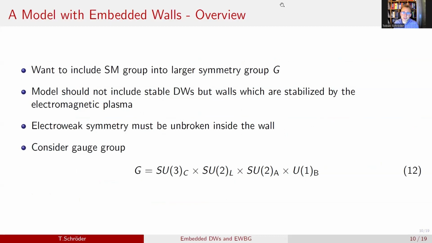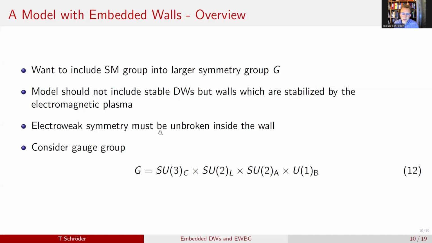All of this is interesting, but doesn't help us if we cannot find a particle physics model which gives rise to embedded walls. In the following, I want to present a way to construct such a model. To this end, I want to include the standard model symmetry group into a larger symmetry group G. The model should not contain stable domain walls, but only walls which are stabilized via interactions with an electromagnetic plasma.